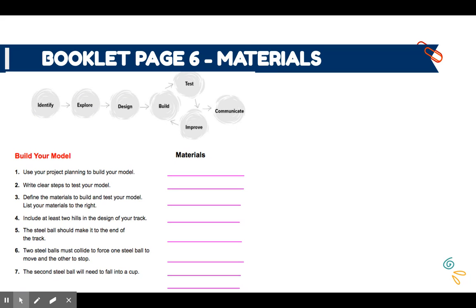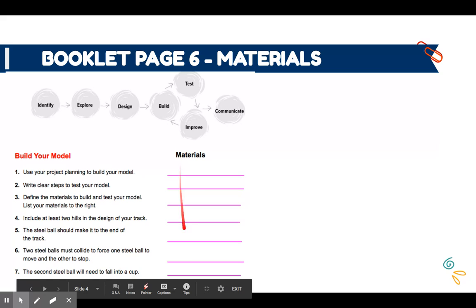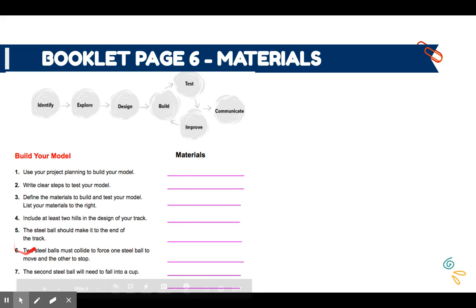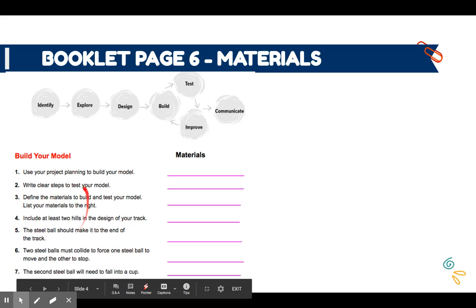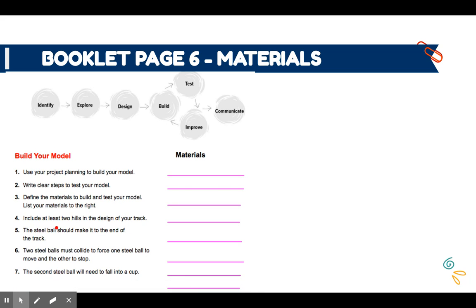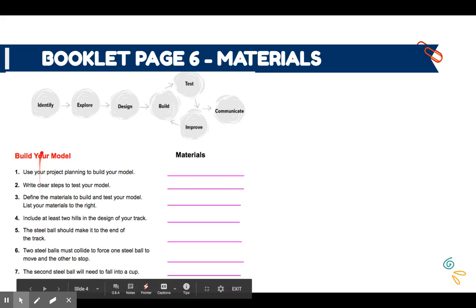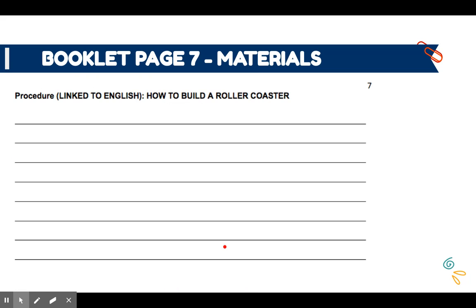So first you will be doing page 6, and here you will be listing the materials that you will be using. This procedure you can leave. You will be using your own creative idea to build your roller coaster project. So ignore this part, but here you will be listing the materials that you will be using to build your project. Page 7 says procedure.